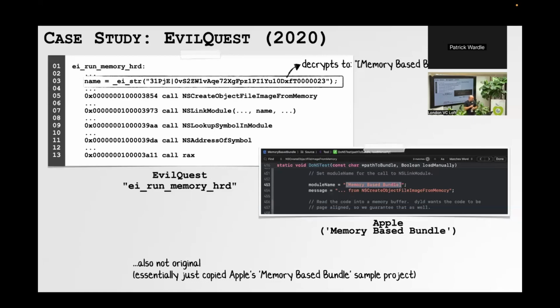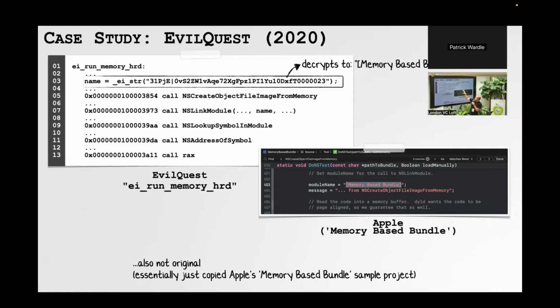Another case study is from 2020, EvilQuest. If we look at EvilQuest, it has a method named run from memory. Again, malware authors left in very descriptive method and function names. And if we look at the disassembly, we can see, again, they invoke the same NS APIs, very similar to Apple's code, to perform in-memory code execution.